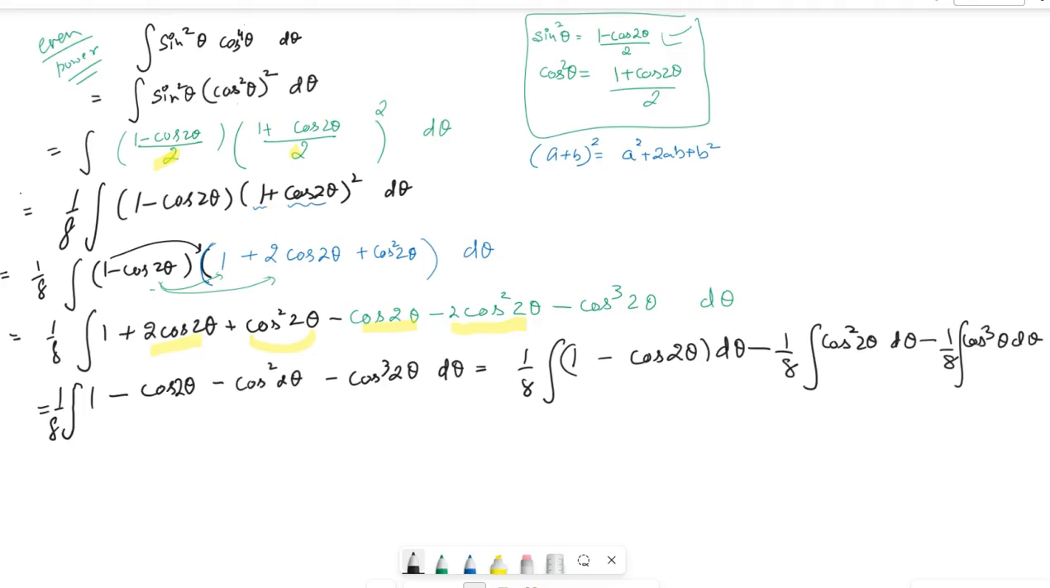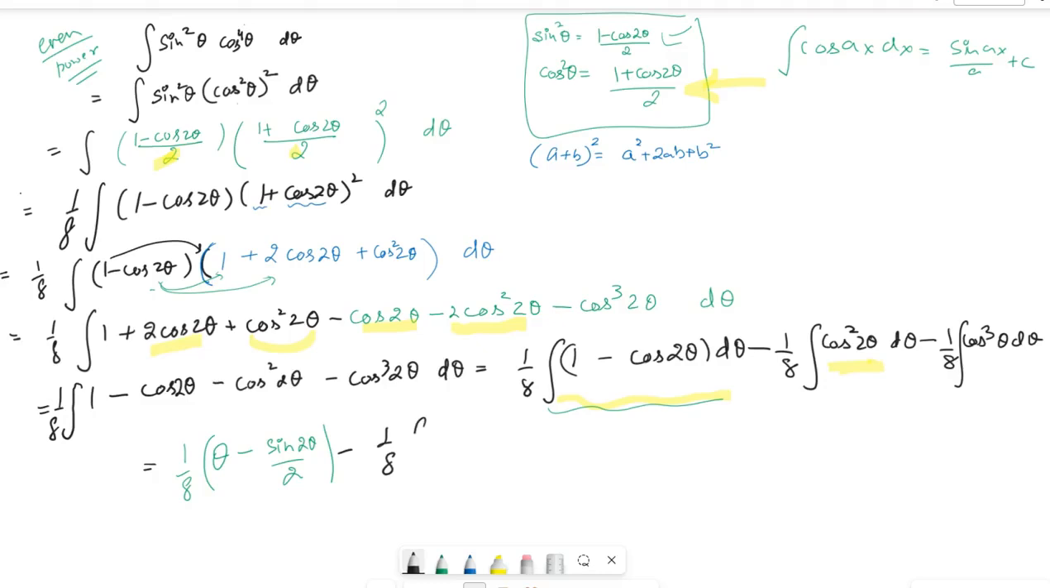Okay, so what are we trying to say? This first one, now we can directly integrate, but this one should be converted again using this formula here. So let's see. The integral of this one, I know now, 1 by 8. One's integral is just theta. Minus integral of cosine ax dx was what? Sine ax by a plus c. So this would be sine 2 theta by 2. Okay, so that part is done.